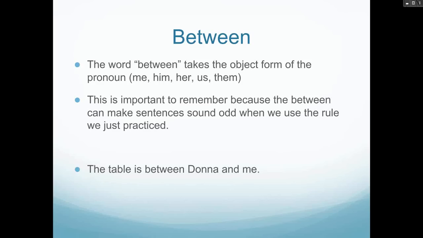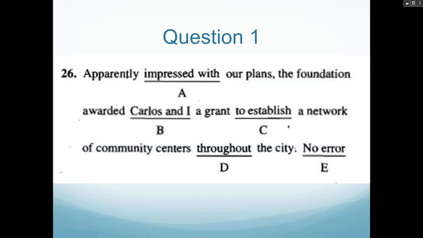Okay, so the word between takes the object form of the pronoun, and it's important to remember because the sentences can sound odd when we use this rule. So let's take a look at an example. Okay, and I am going to launch a poll on this one, everybody. So go ahead and take 30 seconds. Read this one to yourself and have an answer in your head.